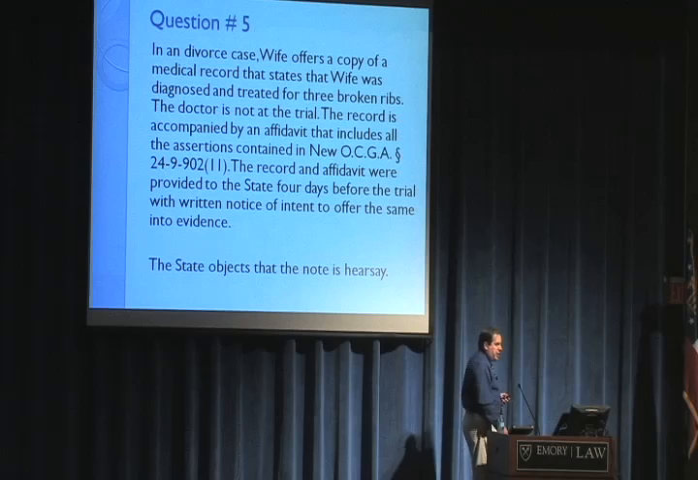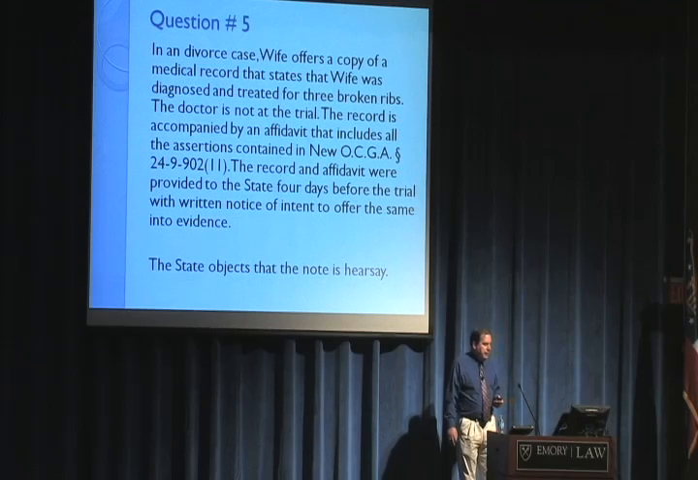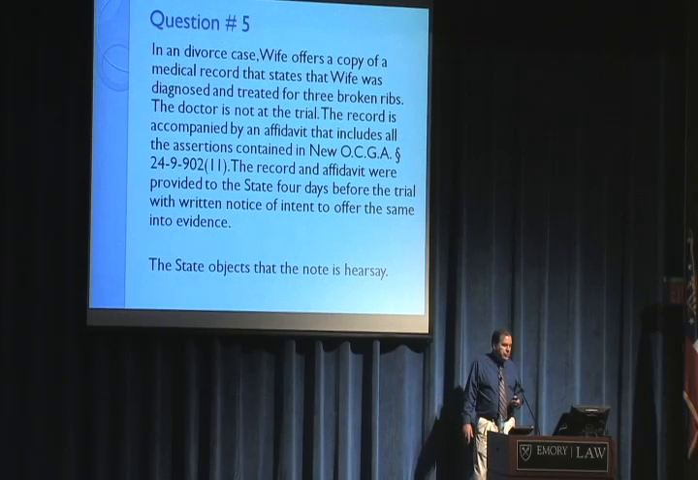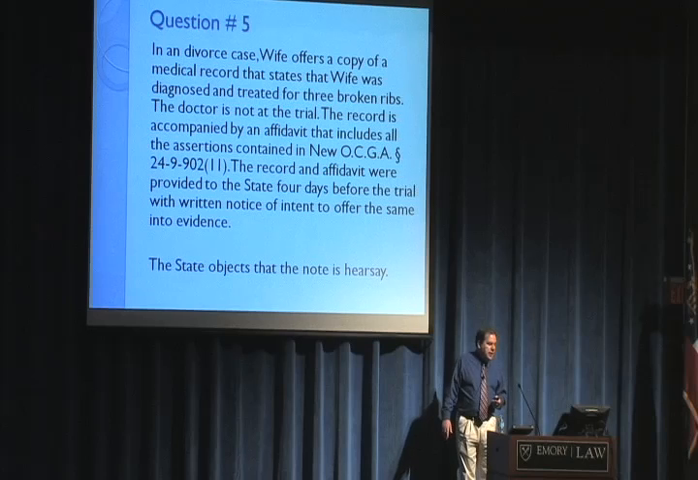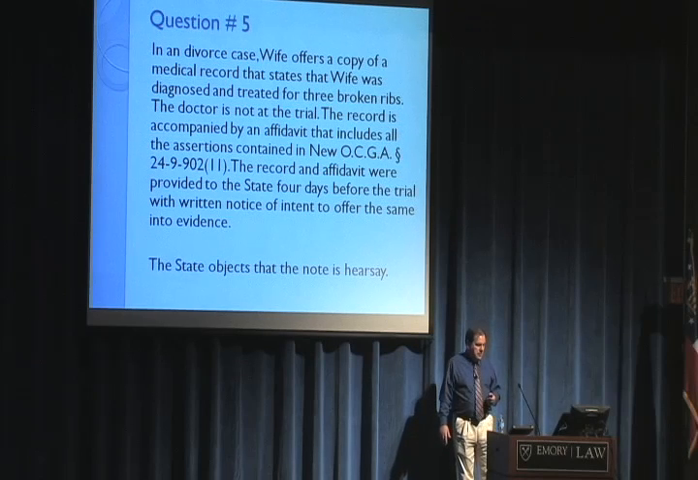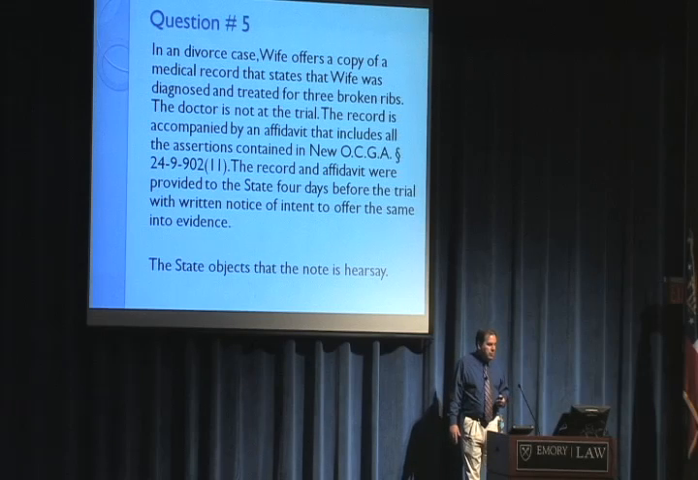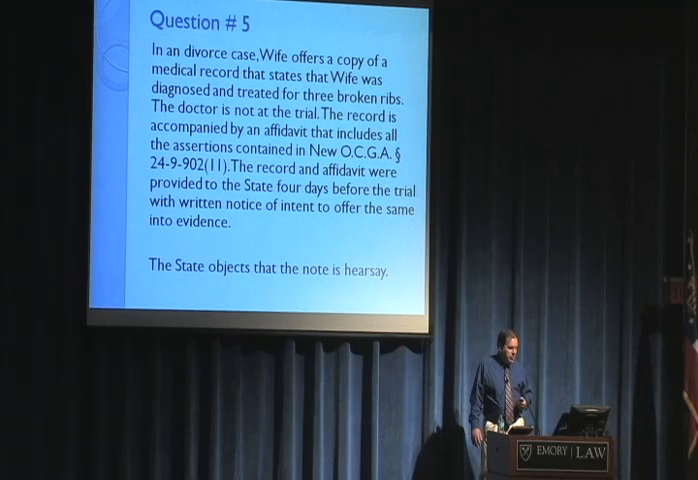Number 5, in a divorce case, wife offers a copy of a medical record that states that the wife was diagnosed and treated for 3 broken ribs. The doctor is not at the trial. The record is accompanied by an affidavit that includes all the assertions contained in new OCGA 24-9-902(11). The record and affidavit were provided to the husband 4 days before the trial with written notice of intent to offer the same into evidence. Well, this shouldn't be the state, obviously. The husband objects that the note is hearsay.